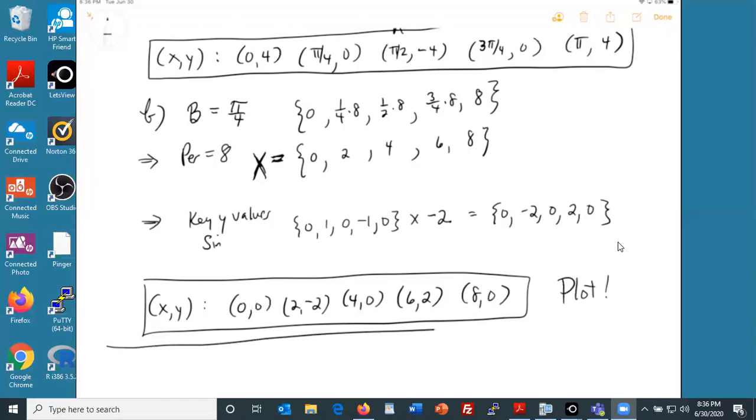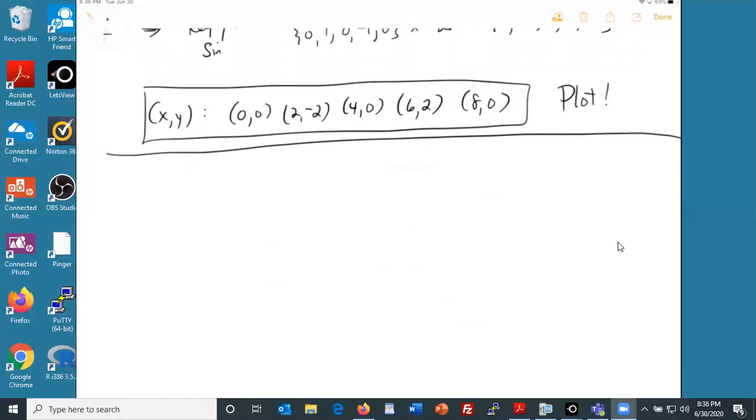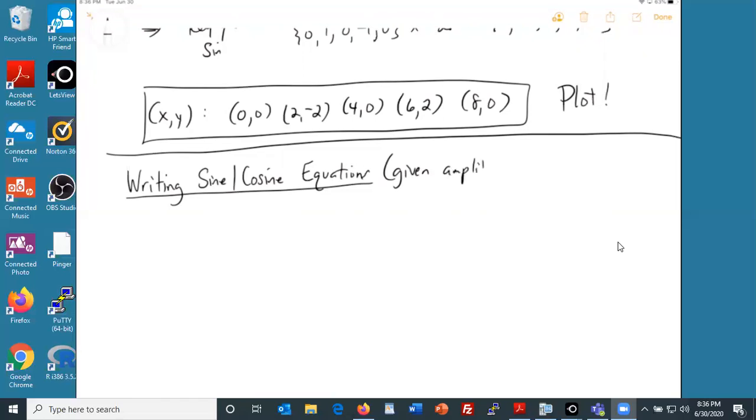Okay, then let's keep going here, because now that we can at least identify amplitude, period, and the key points of the function, let us now look at writing the equations. Writing sine and cosine equations, given amplitude and period.